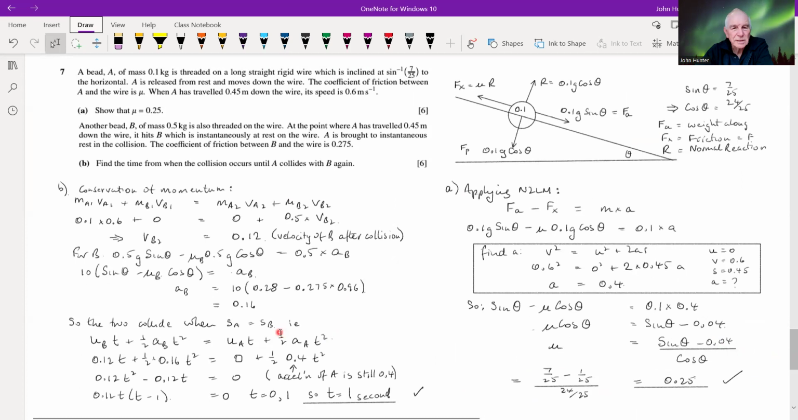Right, so this one is conservation of momentum. Again, principles fairly straightforward. Sometimes the problems are not totally straightforward. A bead A of mass 0.1 kilograms is threaded on a long, straight, rigid wire inclined at this angle, the sine of it being 7/25, to the horizontal. Released from rest, it moves down the wire. The coefficient of friction is mu. When A has travelled 0.45 down the wire, its speed is 0.6 meters per second. Show that mu equals 0.25.